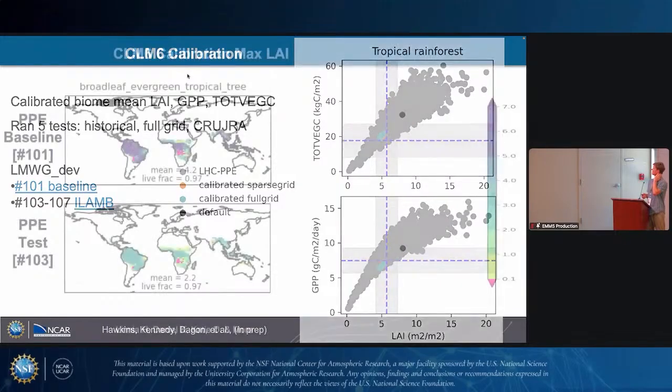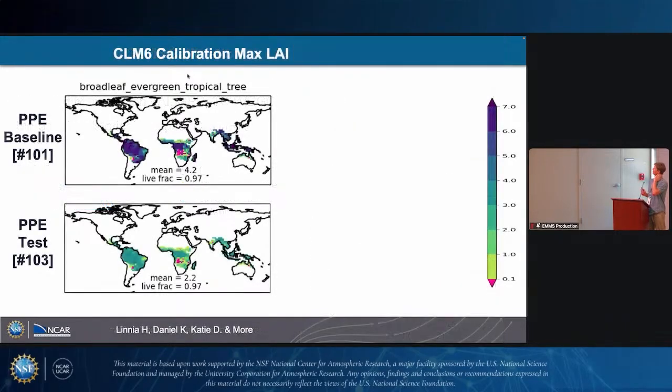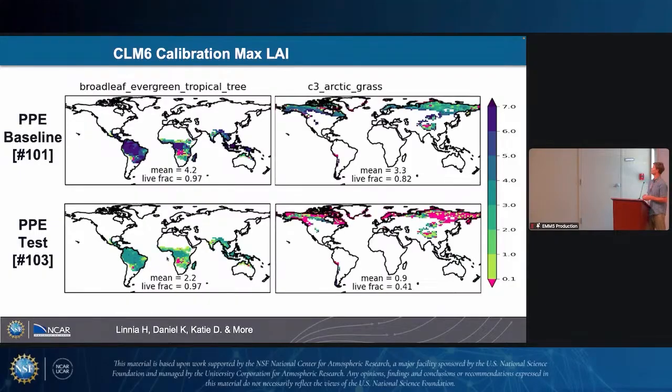So this is what you see when you look at the baseline version of the code, or our baseline parameters, and then just one of these test parameters. I think this is for max LAI, we're getting much lower LAIs that are more in line with our observational targets. And so this is mapping from the sparse grid that the PPE is using. No, it's not mapping, this is the actual run that we're getting out of a 2-degree run. So it looks great for tropical forests, as intended.